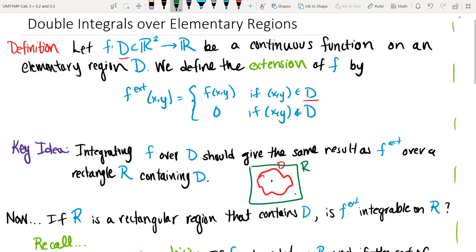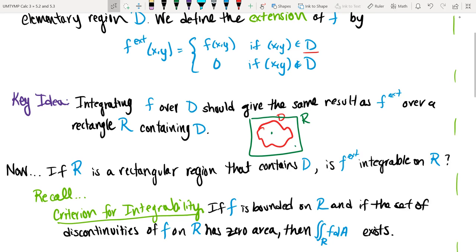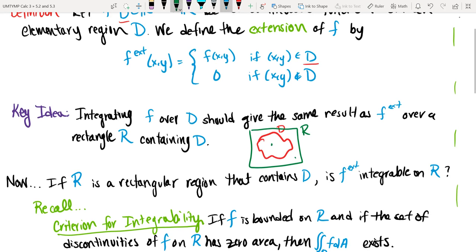And with this extension function, we can do the integration more easily because we know how to do this. We did the rectangles last week. But now we have to be careful and go through that formality. If we have a rectangular region R that contains D, is this extension function integrable? We discussed criterion for integrability last week: if f is bounded on R, and the set of discontinuities of f has 0 area, then we can say that the double integral exists.